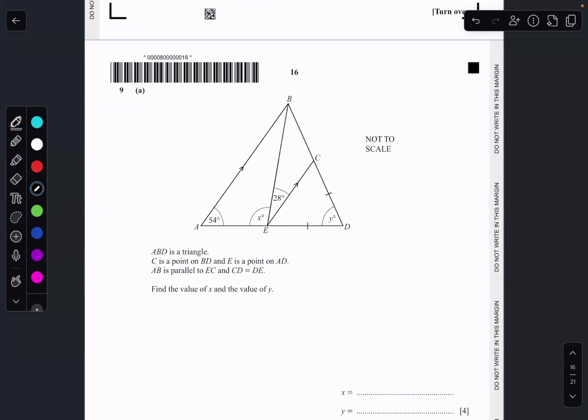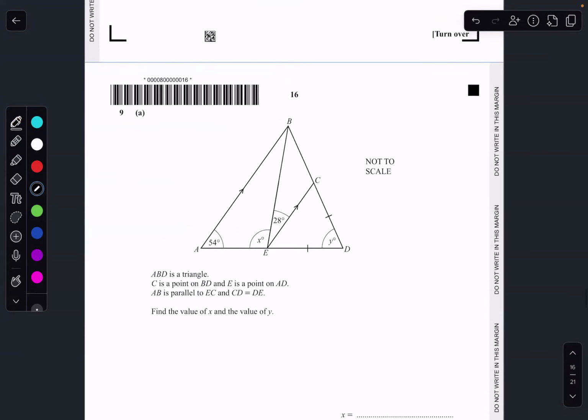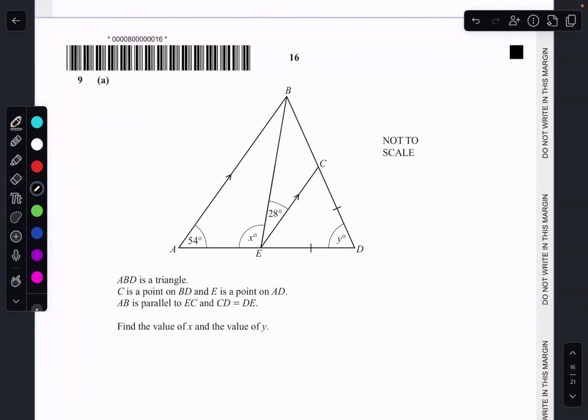So ABD is a triangle. C is a point on BD and E is a point on AD. AB is parallel to EC and CD is equal to DE. Find the value of X and Y. So we have a lot of information over here, but some of the ones which I'm going to highlight is AB is parallel to EC. So I'm going to highlight this, AB and EC.